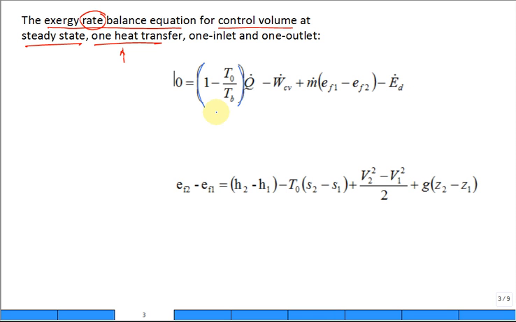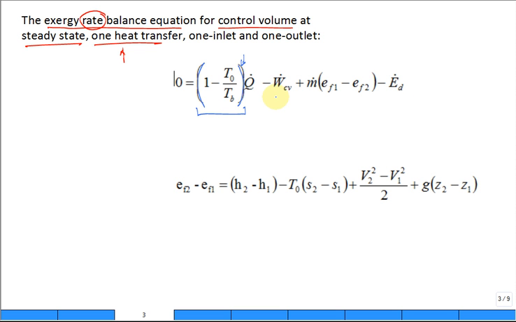It looks like a Carnot efficiency. That's a good way of looking at it. 1 minus T naught over T_B, such that this is less than 100%, meaning energy is being transferred in, but only a fraction of it is associated with the ability to do useful work. So the exergy transfer rate is less than the heat transfer rate by this fraction.